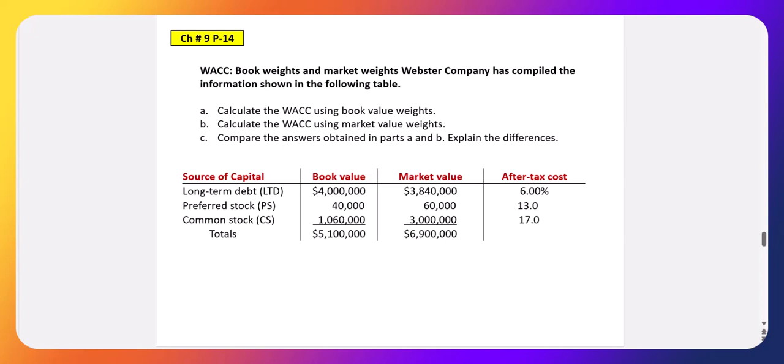Okay, let's look at problem 14. We have book weights and market weights and rates. We're going to calculate the weighted average cost of capital using the book value weights and the weighted average cost of capital using the market value weights, and then we're going to compare the two. The example gives us the after-tax cost of long-term debt, preferred stock, and common stock. I'll be referring to long-term debt as LTD, preferred stock as PS, and common stock as CS.